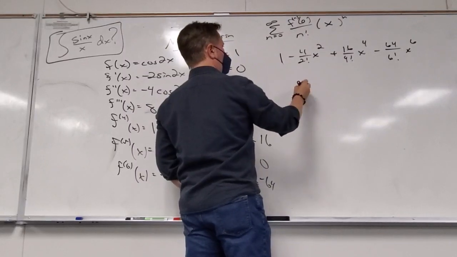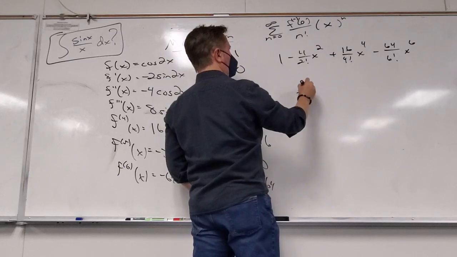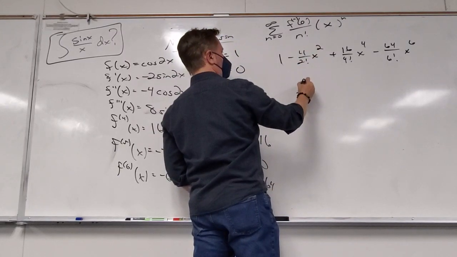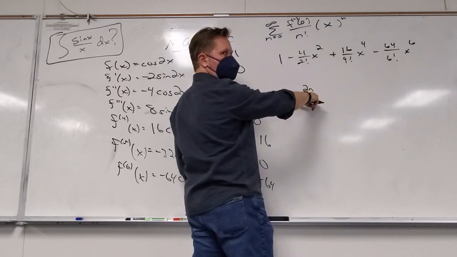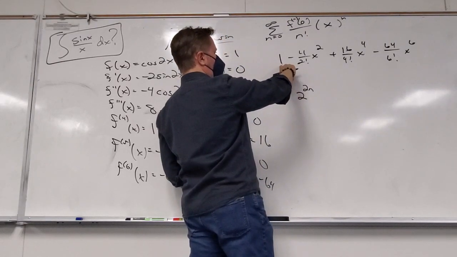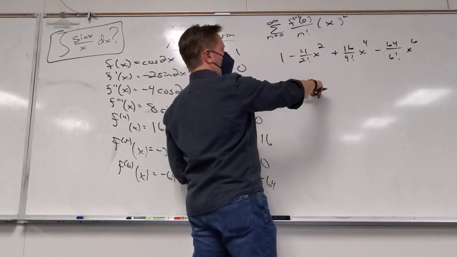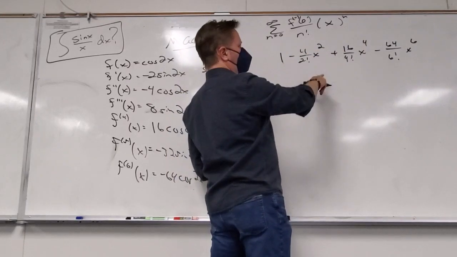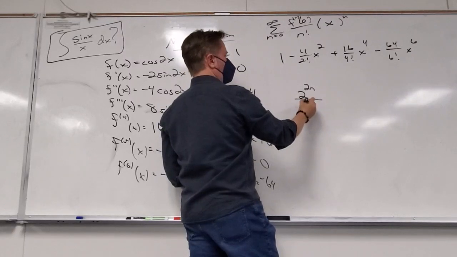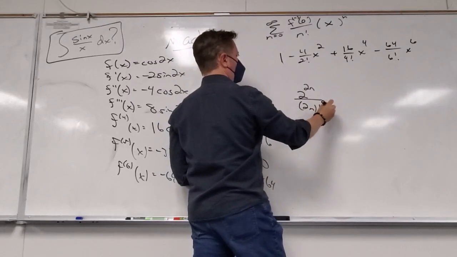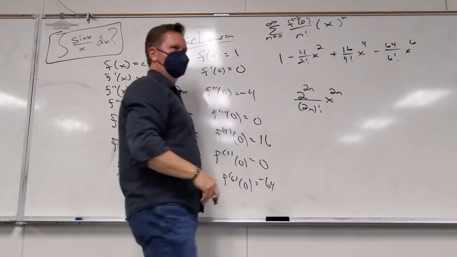So let's do 2. Maybe 2 will be better, because at the fourth term it's 16, right? So it's 2 to the 2n. Let's see if that jives with you. Try that out. When n is 0, I get 1. When n is 1, I get 2 squared. When n is 2, I get 16. Anyway, so that captures it, over 2n factorial times x to the 2n.